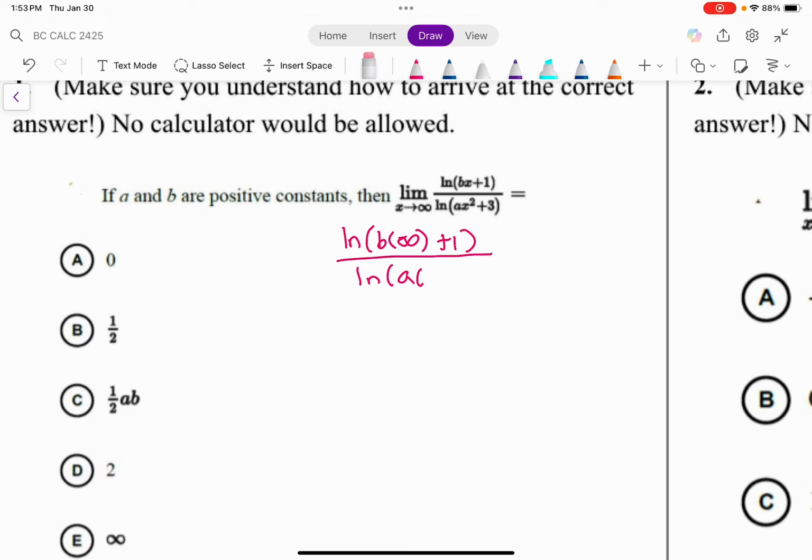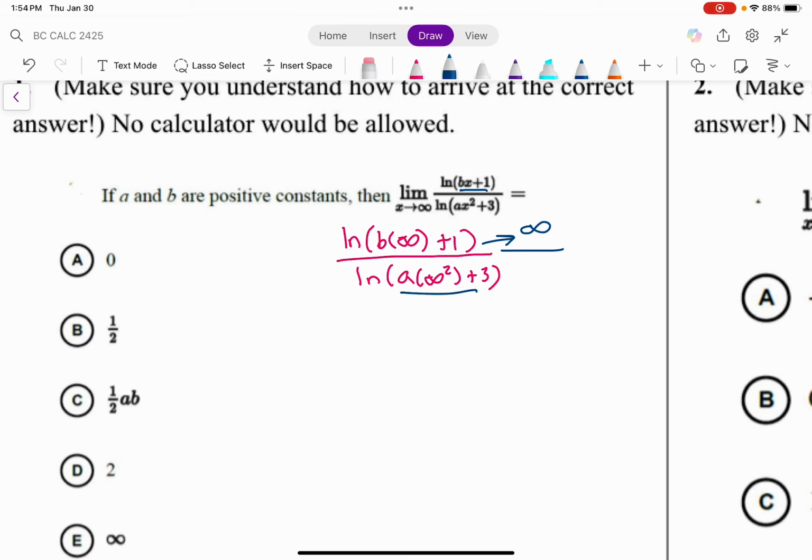oops, infinity squared. Doing this probably leads to more confusion than anything. So in any case, maybe you don't know where to go from here. The natural log graph is an increasing graph. So as x gets bigger, the natural log of anything involving x, whether it's just x or bx plus 1, is going to get bigger. In any case, that's going to infinity.